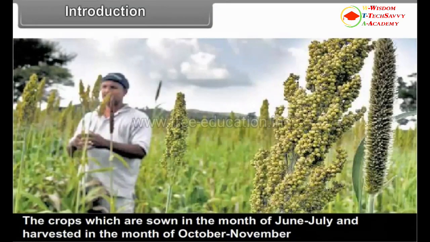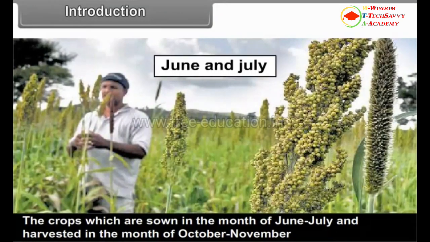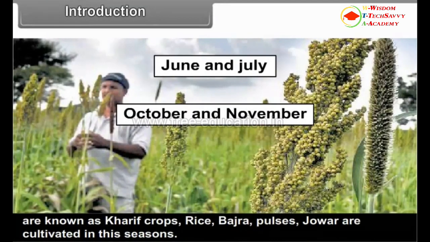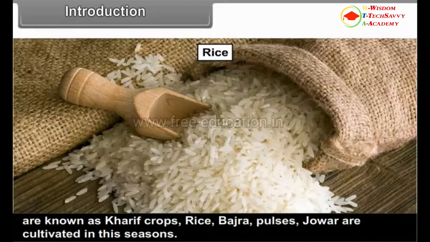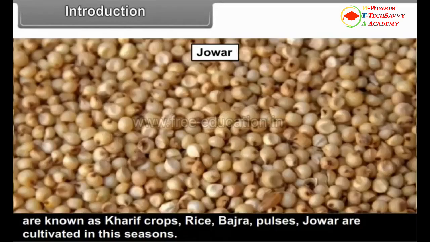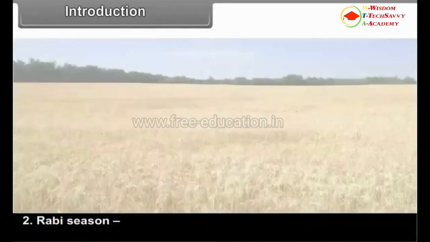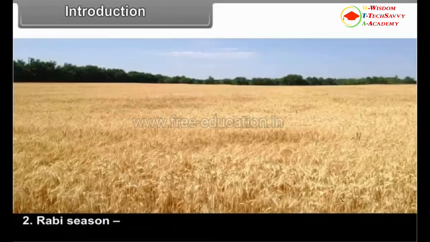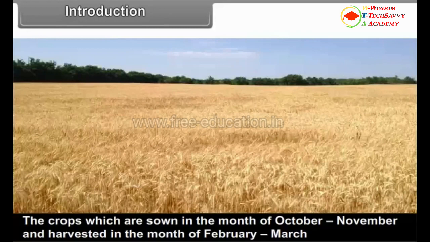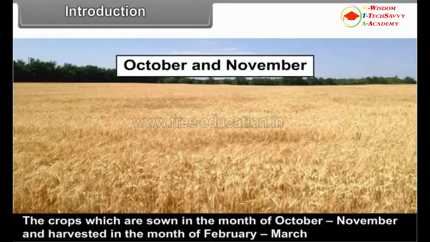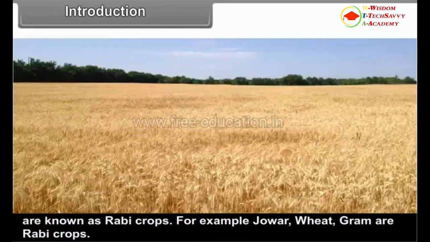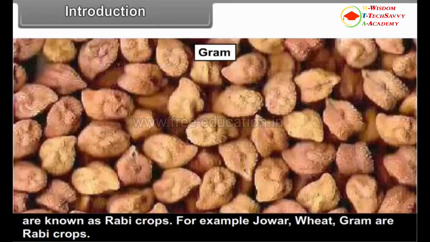Number 1, Kharif season. The crops which are sown in the month of June and July and harvested in the month of October or November are known as Kharif crops. Rice, bajra, pulses, jowar are cultivated in this season. Number 2, Rabi season. The crops which are sown in October or November and harvested in February or March are known as Rabi crops. For example, jowar, wheat, and gram are Rabi crops.